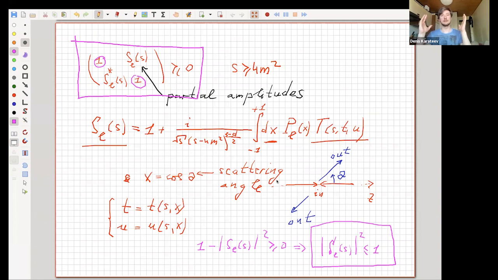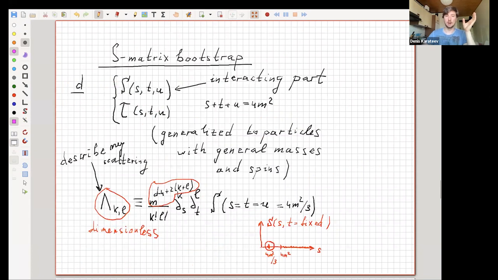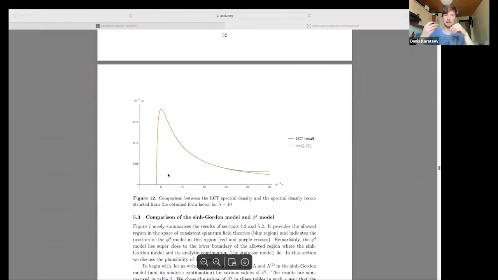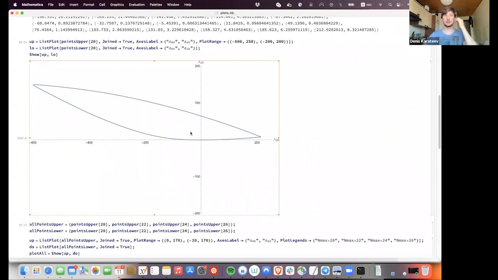Okay, so this constraint, the unitarity constraint written in this form, together with crossing and analyticity, is the foundation of the scattering matrix bootstrap. There are various analytic and numerical tools which use these fundamental concepts to put bounds on the observables, capital lambda KL, defined this way. I will discuss these tools tomorrow. For now I will just give you some taste for what kind of bounds we can have. So this is the plot, for example.